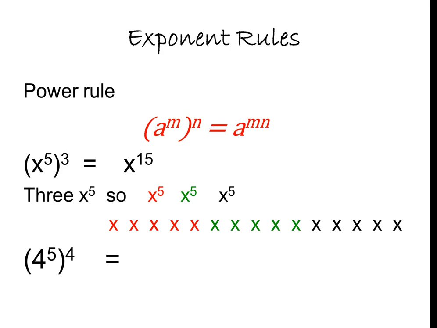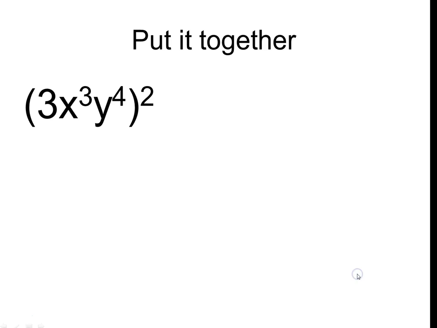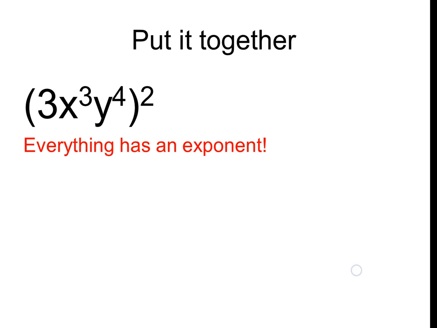So what do you think this would be? This is 4 to the 20th. Very good. So let's put it all together. Now, does everything have an exponent? Everything has an exponent. What do I need to write? Okay, good. There is an exponent on the 3.